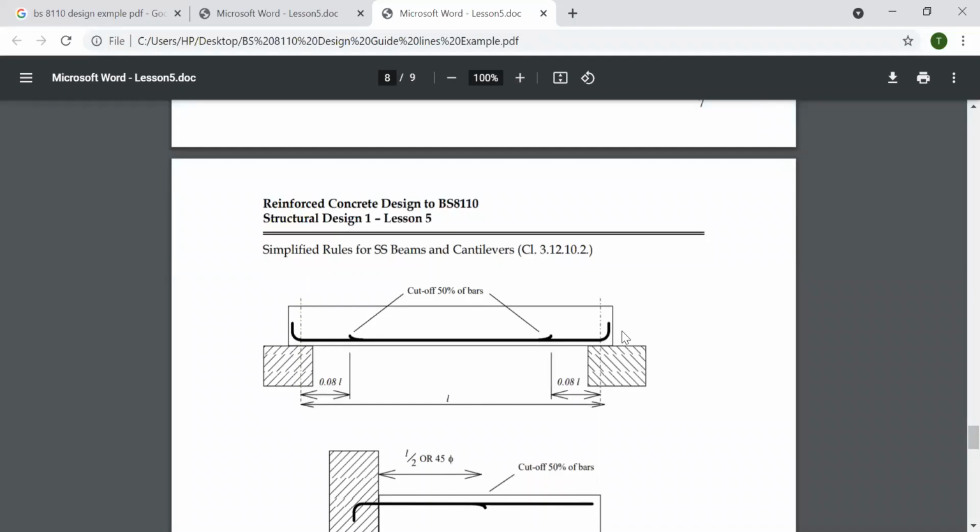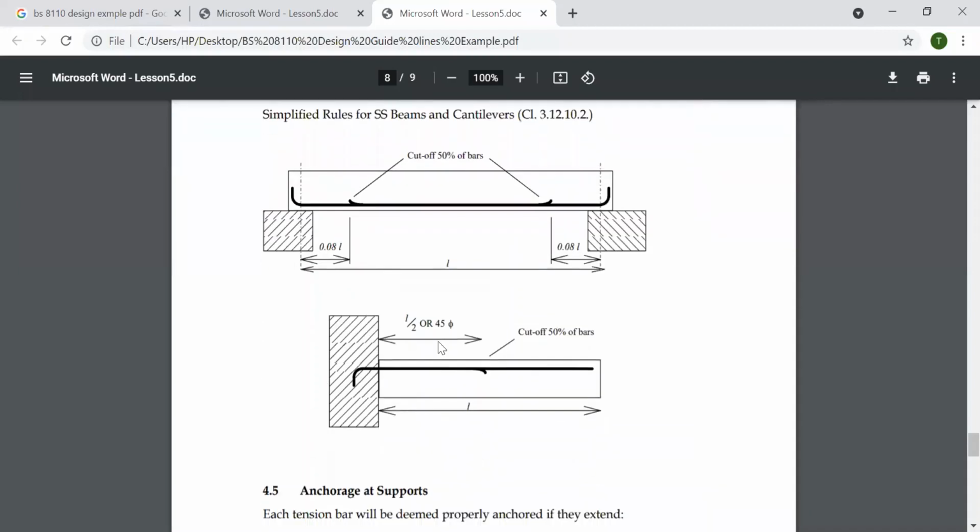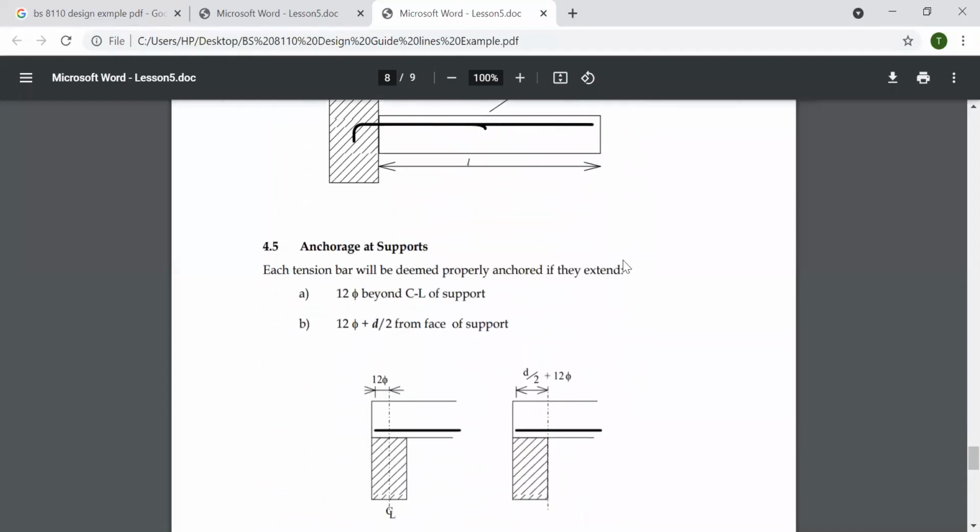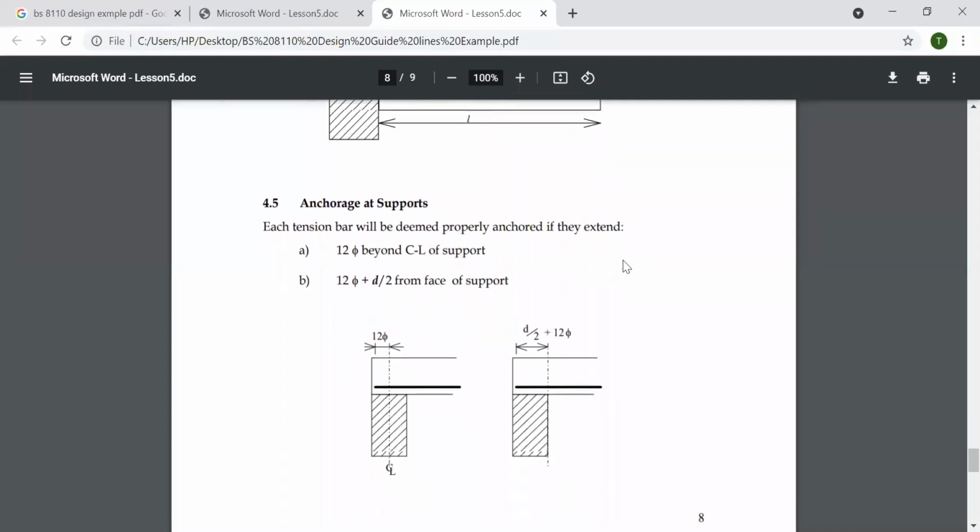So what you do is, based on the total length in between, this is a cantilever one, the cutoff, what you can do, right? So this is the simply supported or the continuous beam. This is one of the code graphs. You can practice it, but anyway, here you need to make sure that the curtailment is taken at the right bending moment. Then anchorage at the support: the tension bars will be deemed properly anchored if they extend.